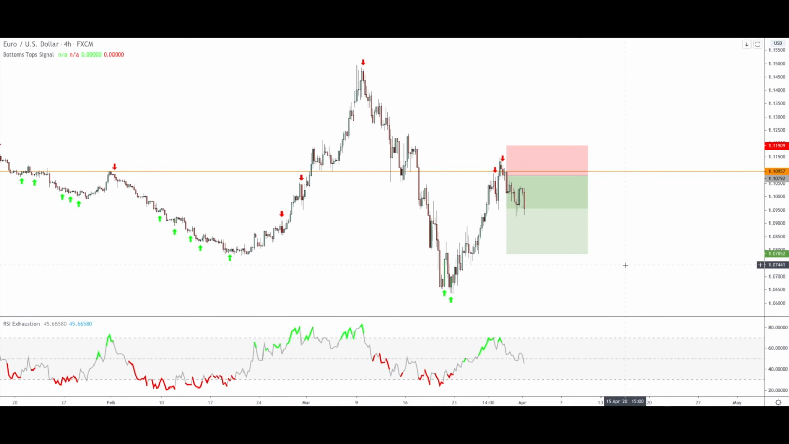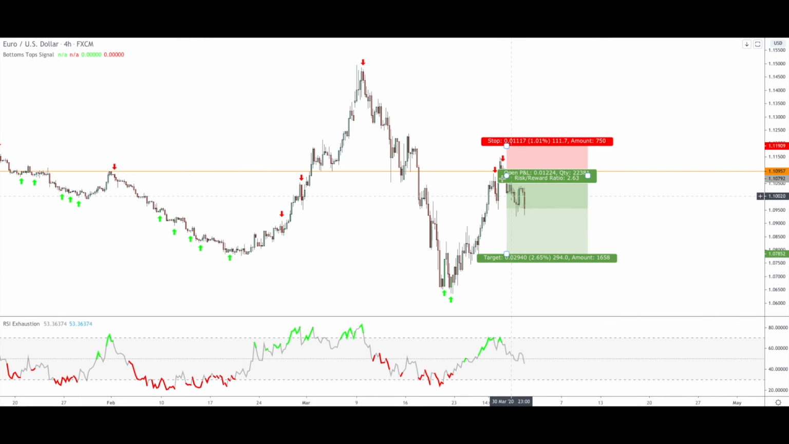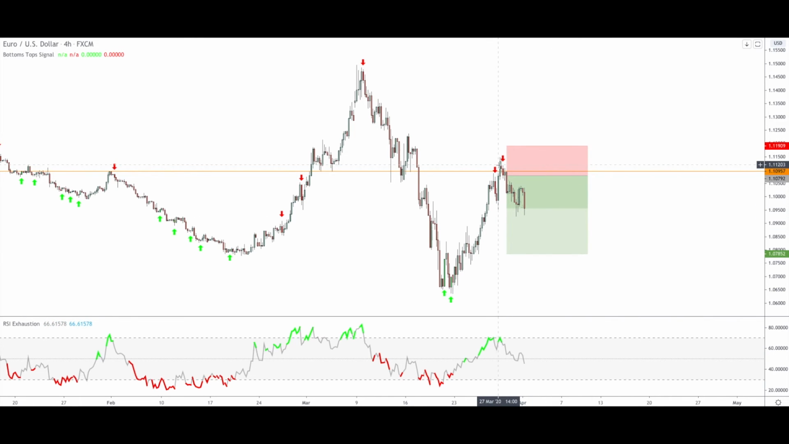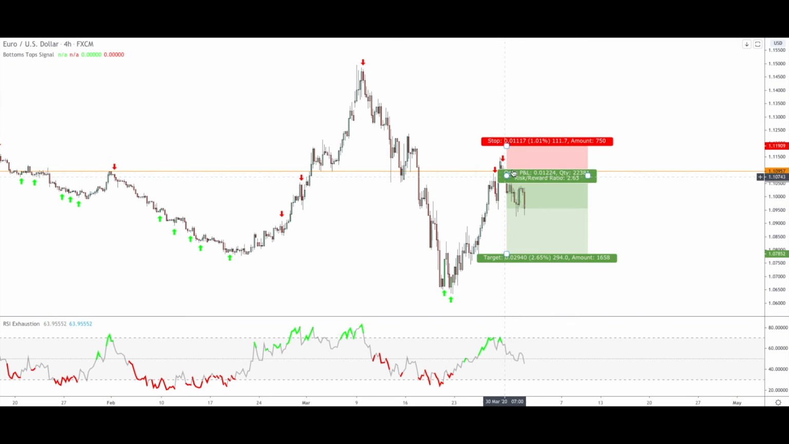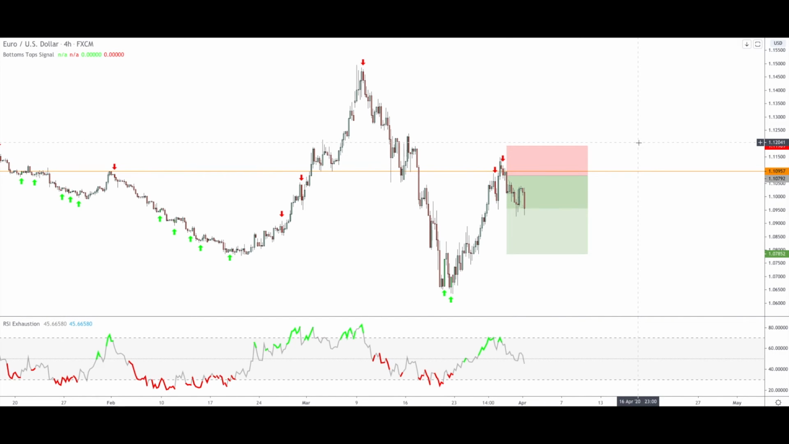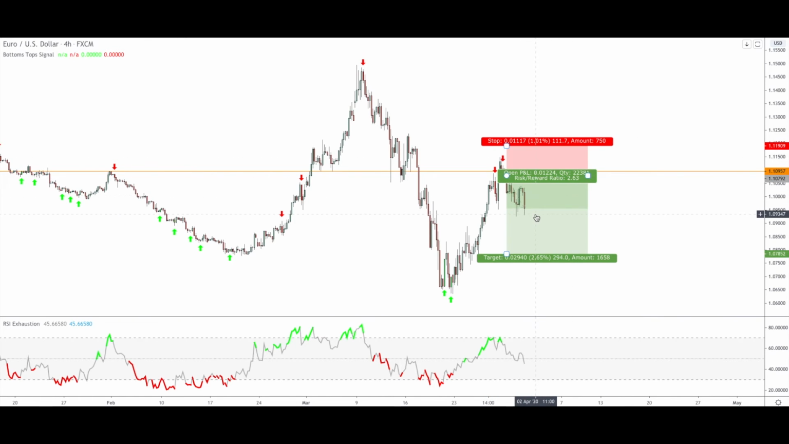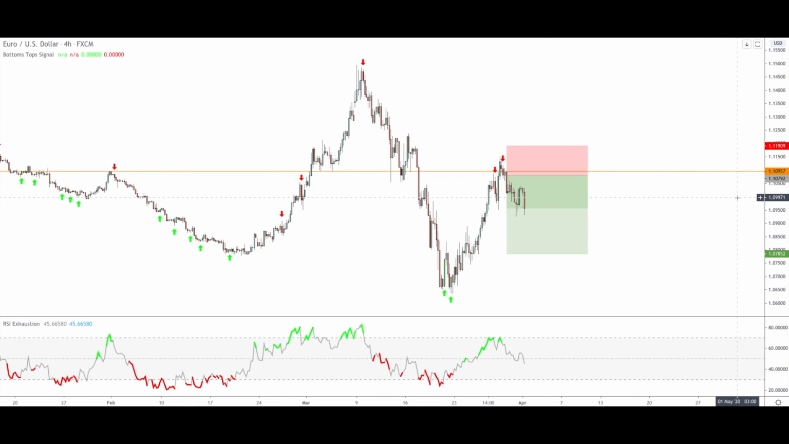Okay, so it looks like we were correct by anticipating the fact that the price would have stopped at this level. This kind of movement indicates that it's probably going to be a sideways movement in the next few weeks, just like we said before.